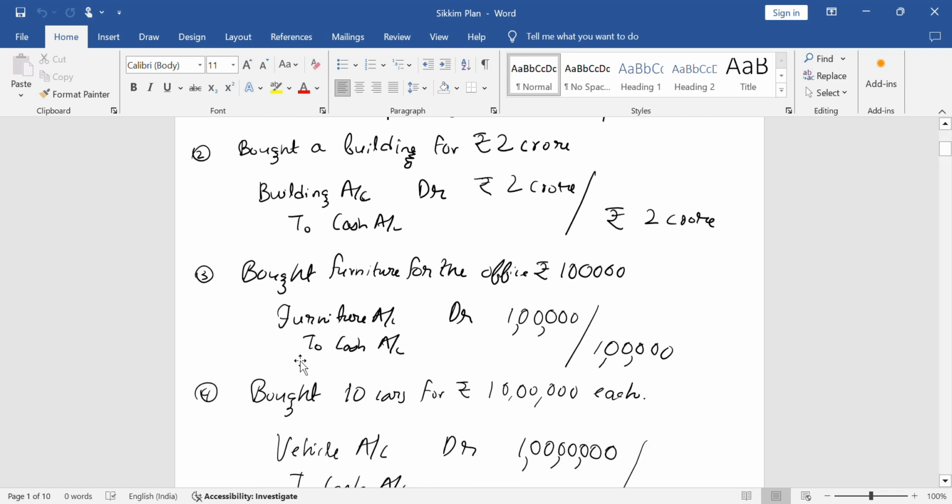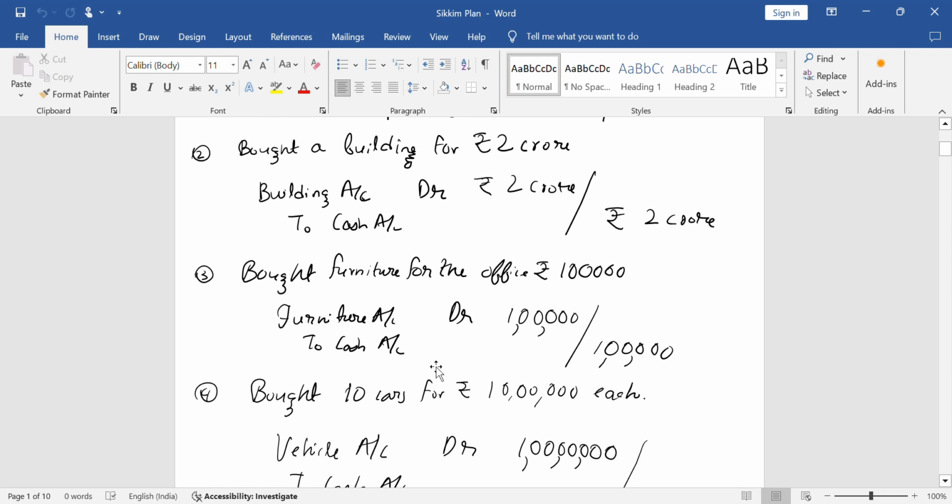Transaction 3. Bought furniture for the office, rupees 1 lakh. So furniture is an asset. As the balance of asset furniture is increasing, so we debit it, and as cash is reducing by rupees 1 lakh, that is asset reducing, it causes it to be credited. So furniture account debit to cash account.